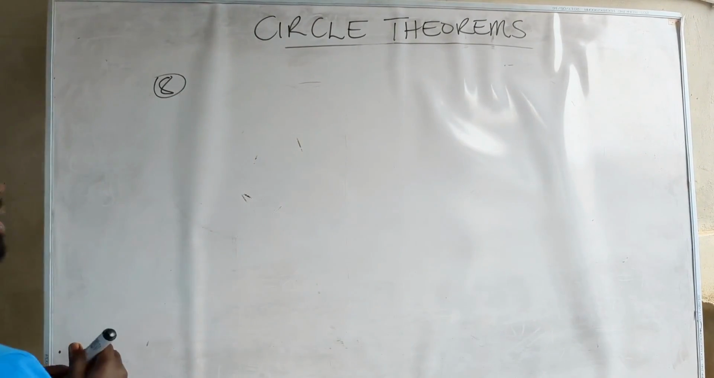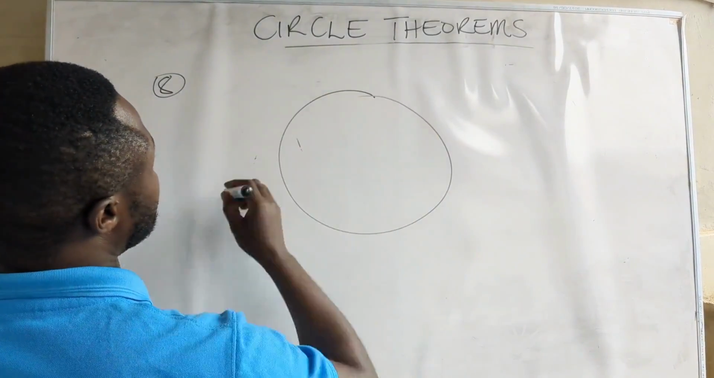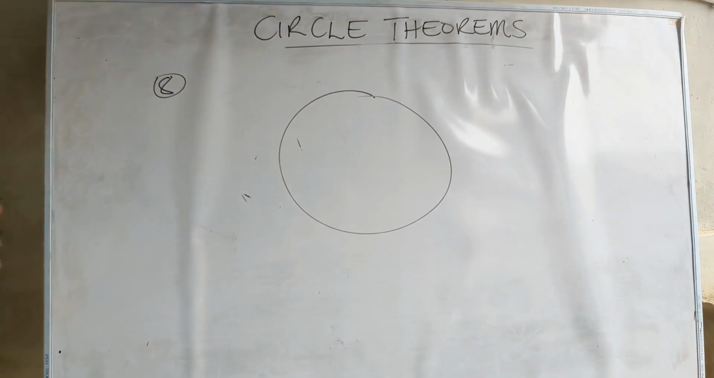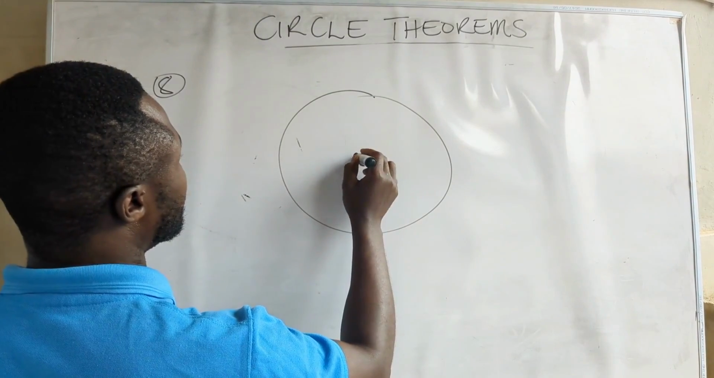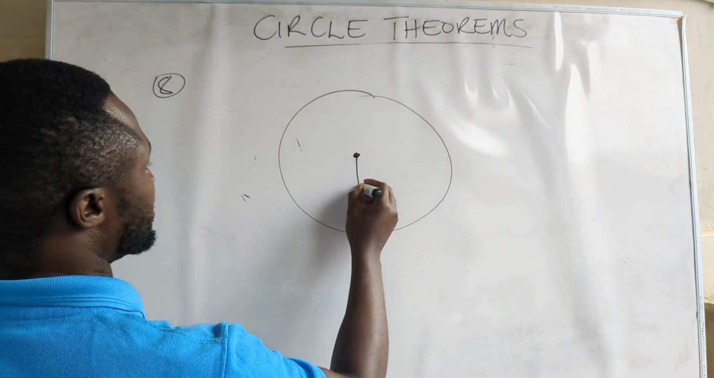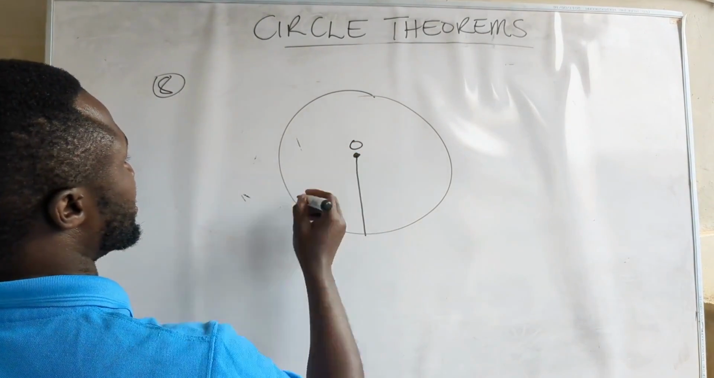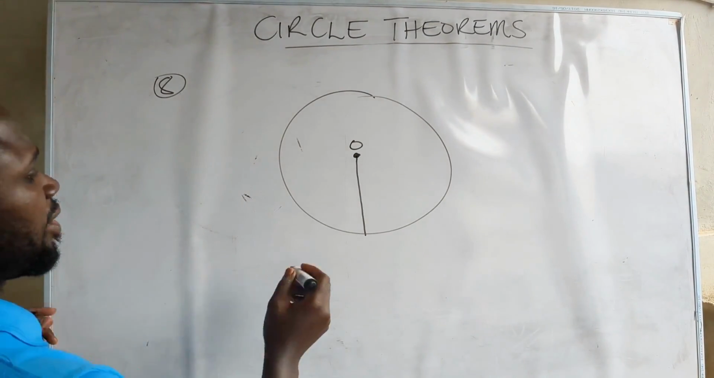Number 8. Let's talk about this. If I also have a circle, and with the circle I have a radius. Let's say this is my radius. This is my center. What we are saying here is that, and I have a tangent.